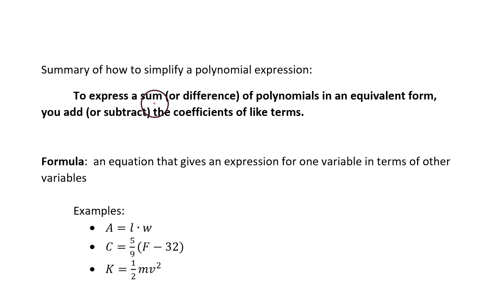To express a sum or a difference of polynomials in an equivalent form, you add, or if you're doing a difference, you subtract the coefficients of like terms. Most teachers and students refer to this as combining like terms. Next vocabulary word is formula. A formula is an equation that gives an expression for one variable in terms of other variables.